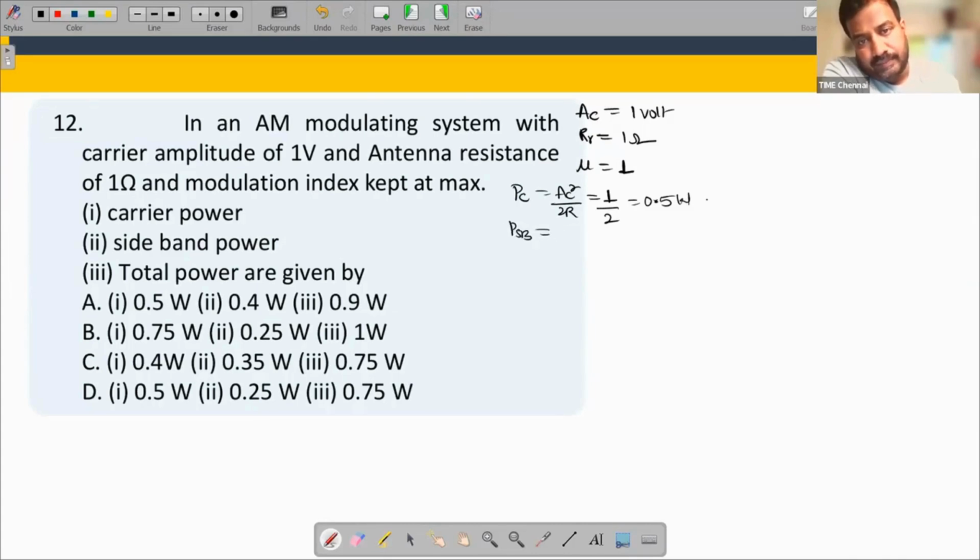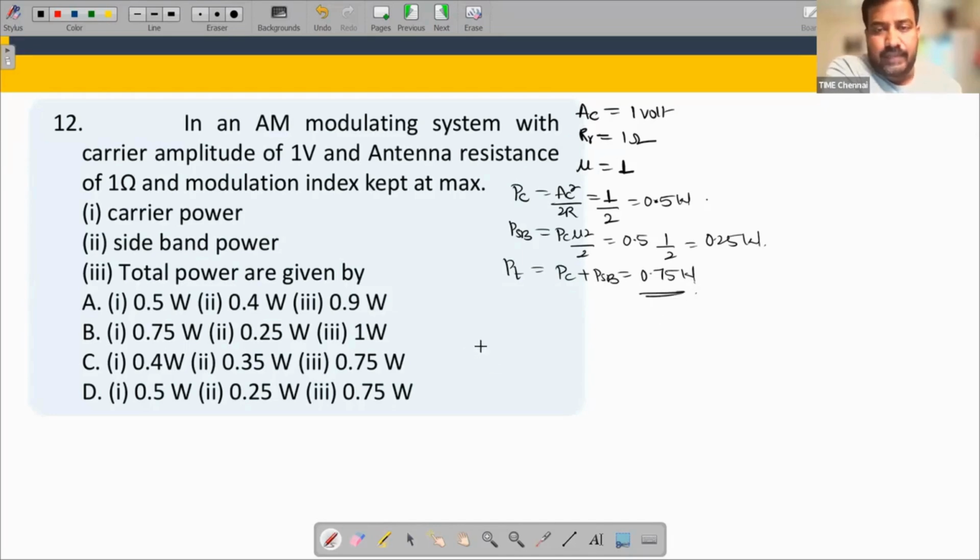Sideband power, PC into mu square by 2, that's 0.25 watt. Total power, carrier power plus sideband power, 0.75 watt. This is one way.